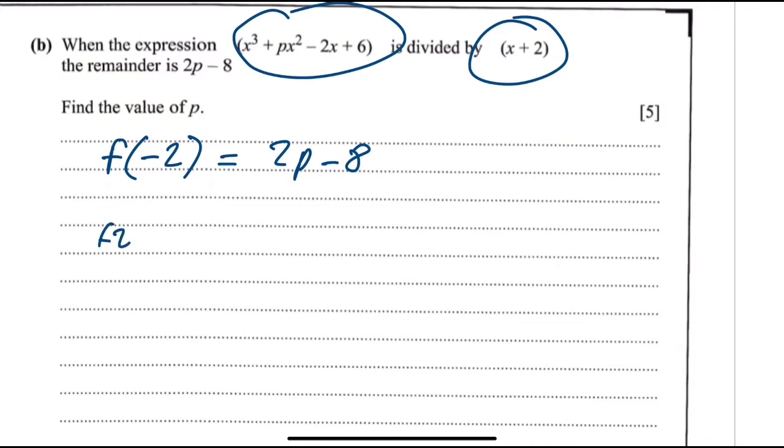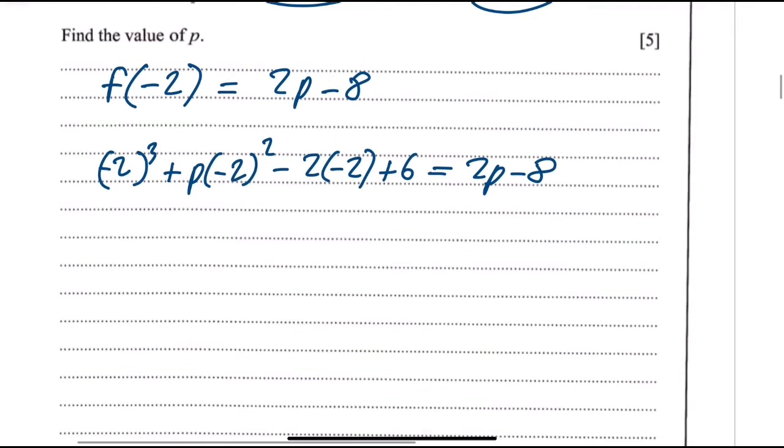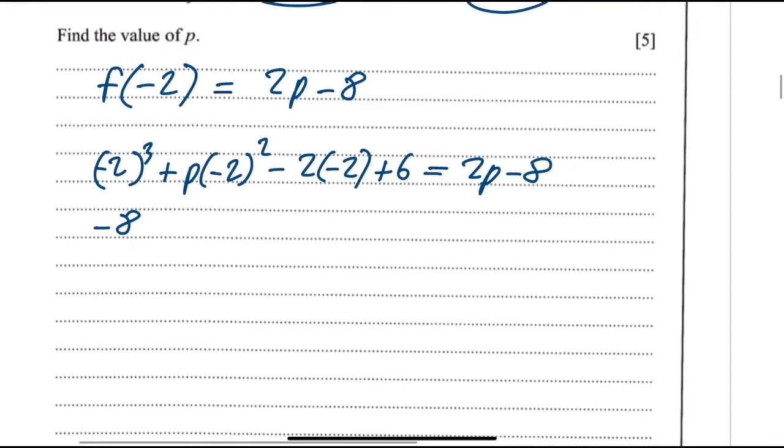So that's going to be minus 2 cubed plus p times minus 2 squared minus 2 times minus 2 plus 6 is equal to 2p minus 8. And then just go along with that. So that's going to be minus 8. That's going to be plus 4p. And that's going to be plus 4. And that's going to be plus 6 is equal to 2p minus 8.